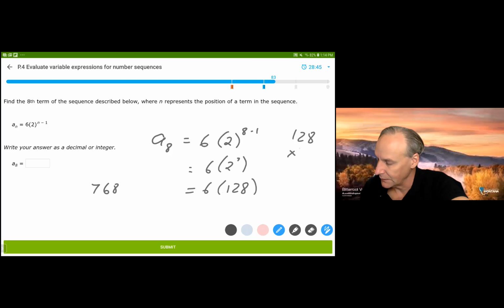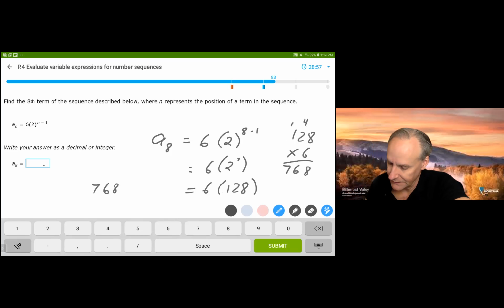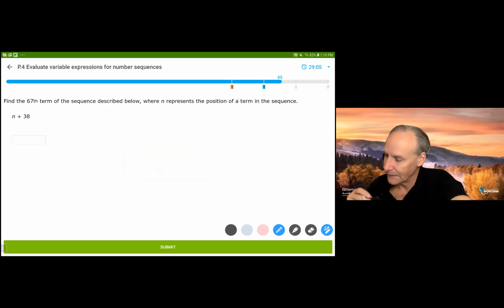So let's multiply it on the side. 128 times 6. We get our 8 and carry our 4. And that's going to be 12, and 4 makes 16, and carry our 1. And that's 768. And it is positive. Nothing to be afraid of, just substitute and simplify, okay, guys?